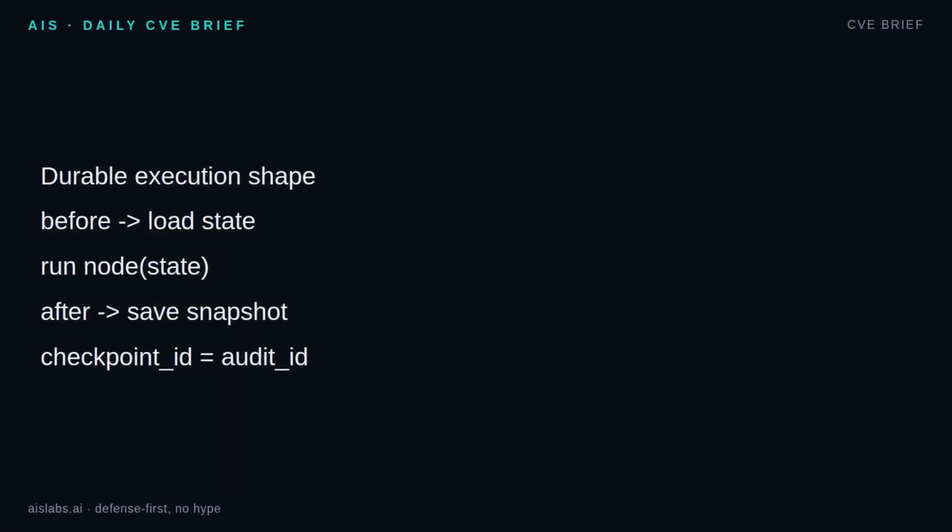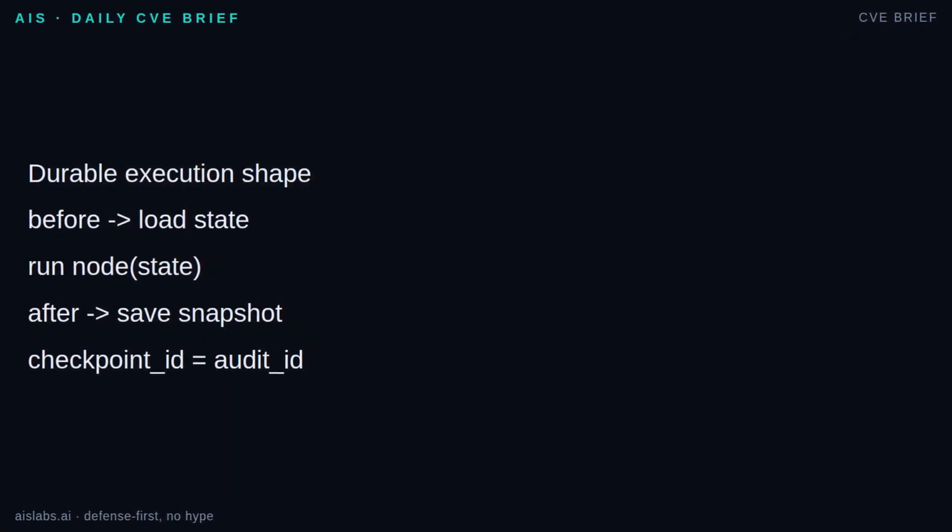Mechanically, this is simple. Before a node runs, the orchestrator loads the latest checkpoint for that run and node position. The node receives a type of state object, not a mystery bag. After the node succeeds, the orchestrator writes a new snapshot. Run identifier, node identifier, sequence number, timestamp, schema version, and full state. That checkpoint identifier becomes your audit trail. When someone asks why the system posted a particular title, you point to the checkpoint chain, not a shrug. On replay, you choose a checkpoint identifier, restore its state, and resume the graph from the following edge.